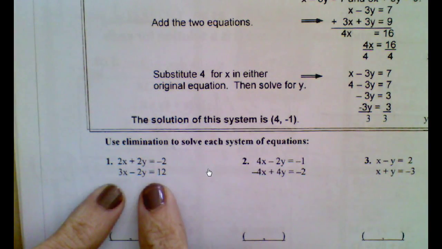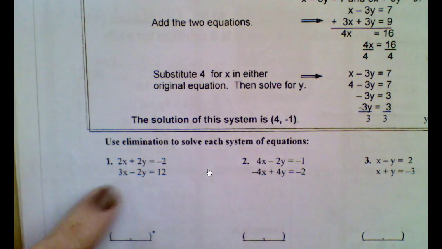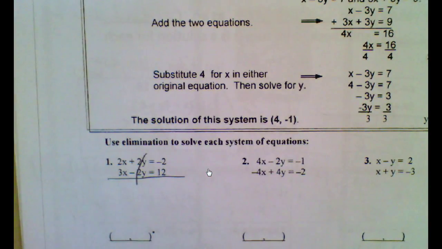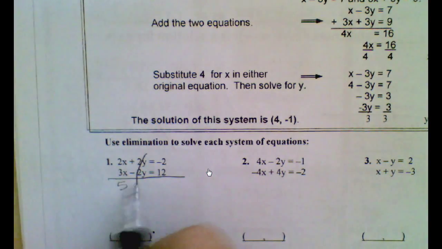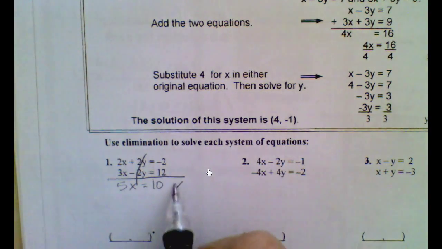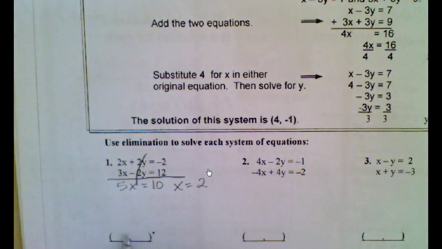Do your x's eliminate? But the y's do. Good. So they go away because I have positive and negative of the same number. What's 2x plus 3x? 5x. And what's negative 2 plus 12? 10. So my x equals 2. Good. So my x value is 2.